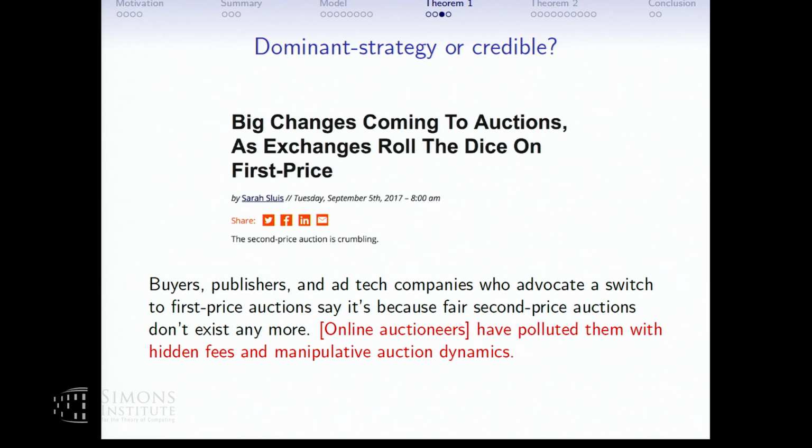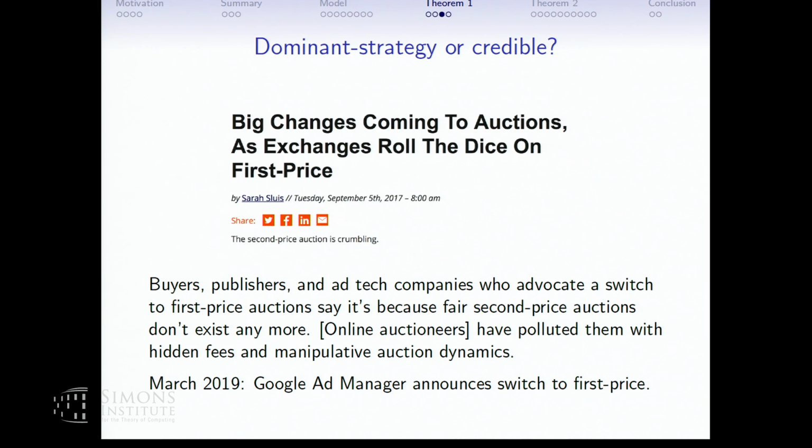Okay. By the by, as we were saying earlier this morning, ad exchanges are switching from second price auctions to first price based at least partially on concerns that the auctioneers are cheating. So nowadays, a lot of display advertising has either switched recently or is in the process of being switched to first price auctions.